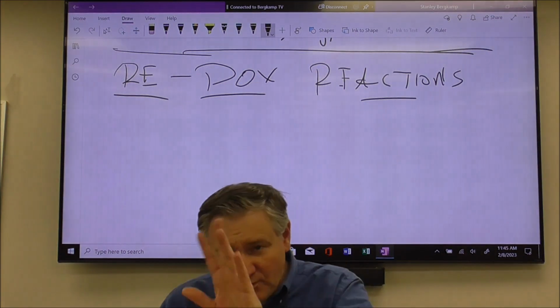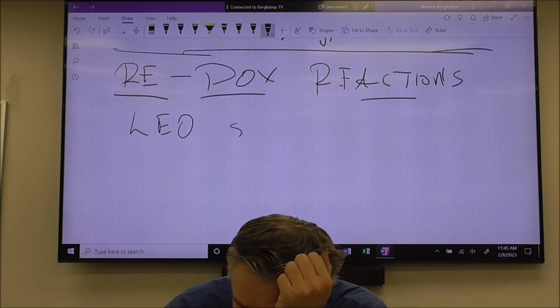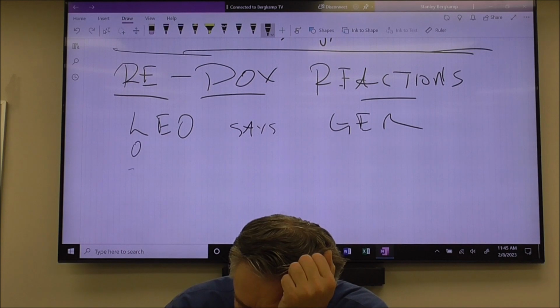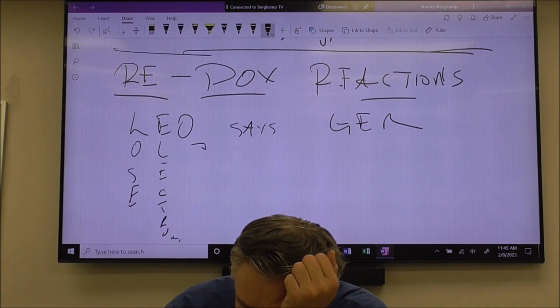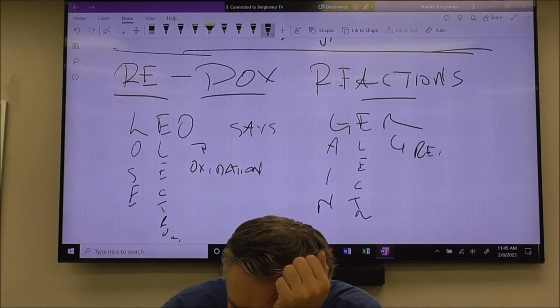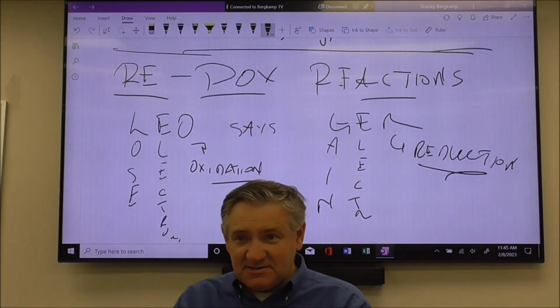So there's different ways that you can do this. But I always like "Leo says GER." Okay? So if you lose electrons, that's oxidation. If you gain electrons, that's reduction.